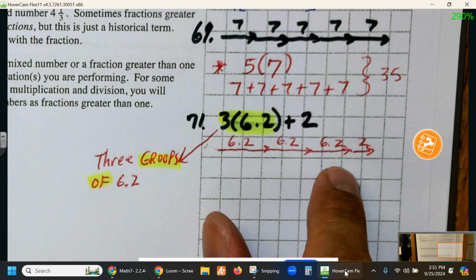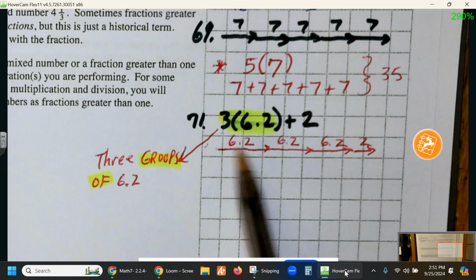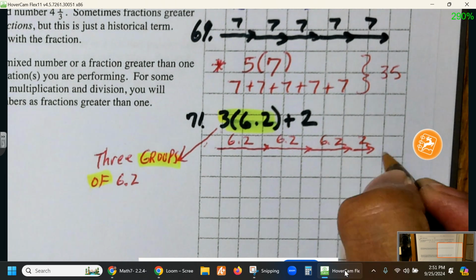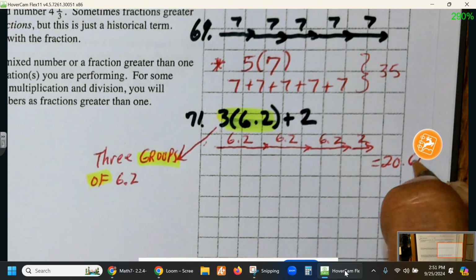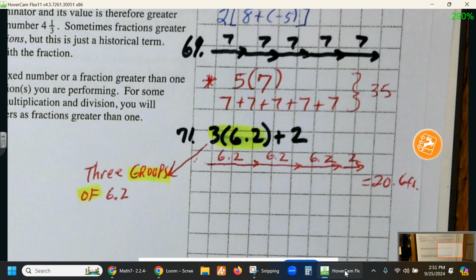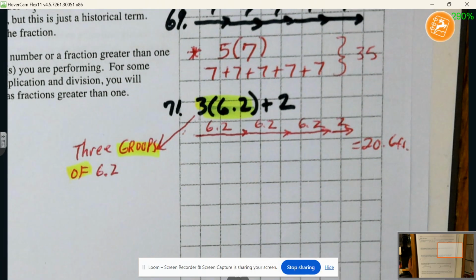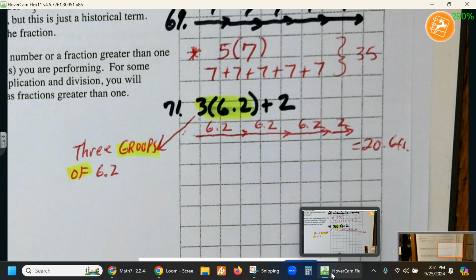Okay, so how far has Cecil traveled? Well, we got 3 times 6.2. That's 18.6 plus 2. So he has traveled a distance of 20.6 feet. 20.6. Okay, and let's look at our next question.